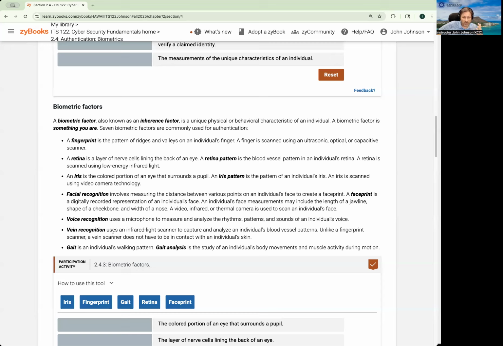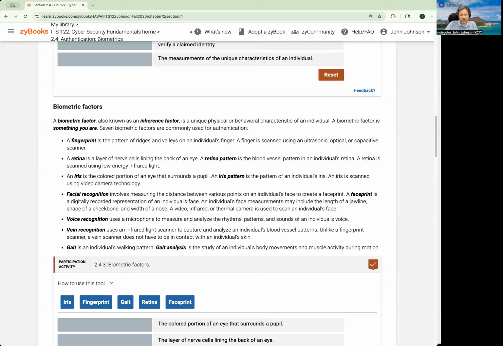Then we've got facial recognition. Facial recognition is pretty complex, involves measuring the distance between different points on your face to create this thing called a face print. So face print is a digitally recorded representation of your face. And the measurements may include like the jaw line, the shape of the cheekbones, the width of your nose. So a video, infrared, or thermal camera can be used to scan your face. Voice recognition, it uses a microphone to measure and analyze the rhythms, the patterns, the sounds of an individual's voice.